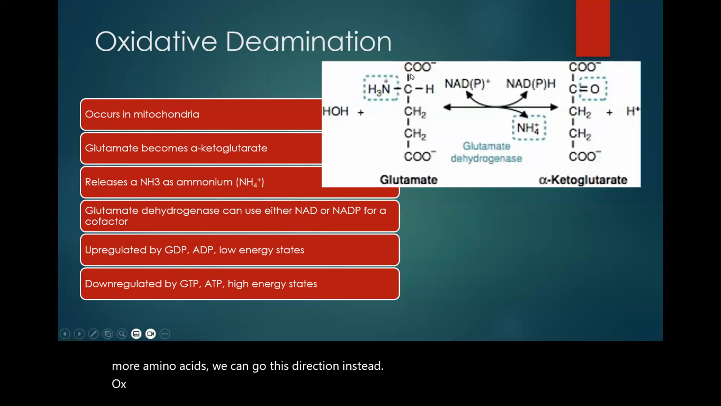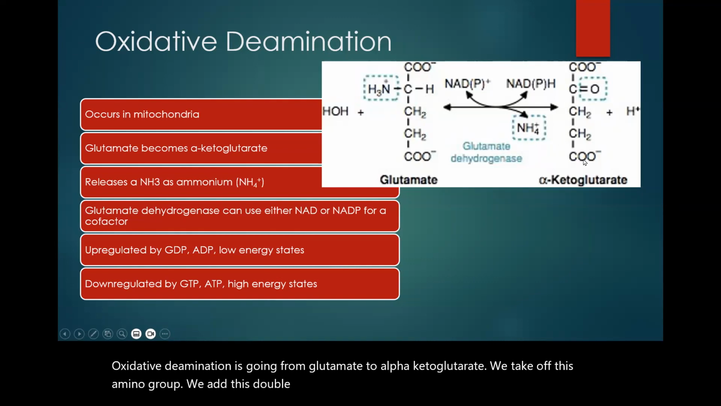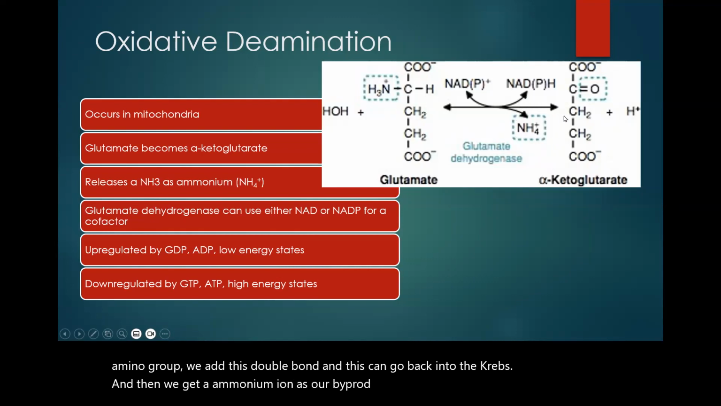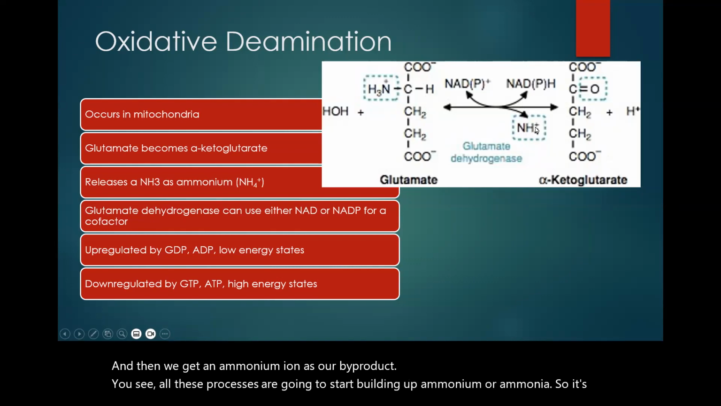Oxidative deamination is going from glutamate to alpha ketoglutarate. We take off this amino group. We add this double bond, and this can go back into the Krebs cycle. And then we get an ammonium ion as our byproduct. You'll see all these processes are going to start building up ammonium or ammonia, so it's leading us to our urea cycle.